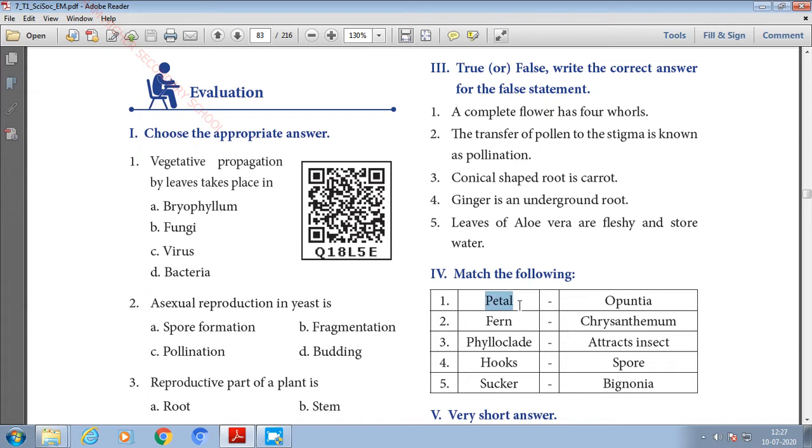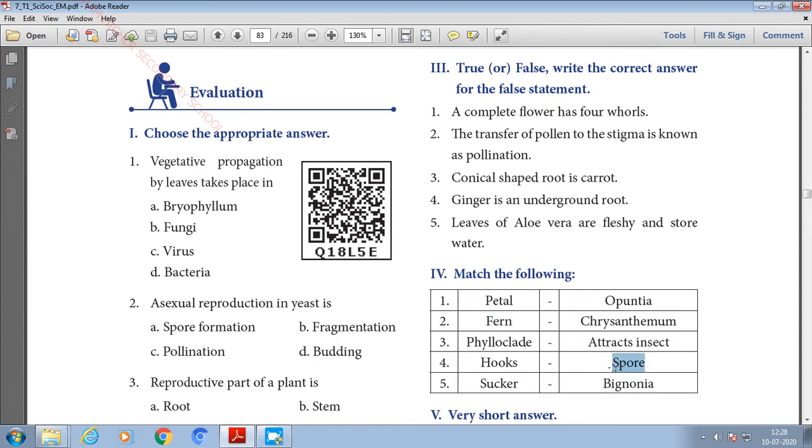So fourth one, match the following. The answer for petal is attract insect. Here the function of the petal is being matched, so you know very well the function of the petal, which is the brightly colored and sweet scented portion of the flower, is mainly to attract insects for pollination. So the answer for first one is attract insects. Second one, fern. Here it is matched for reproduction in the fern. The spore formation is the method of reproduction in ferns. So fern, the answer is spore.